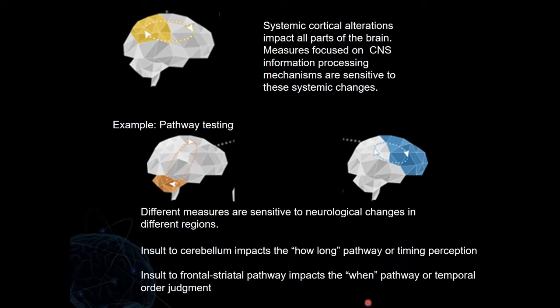Likewise, another pathway influences temporal order judgment. Now, these are two timing measures that are somewhat different in that the cerebellum impacts the how long pathway, which is known as timing perception, and the when pathway, or temporal order judgment, is a whole different measure.